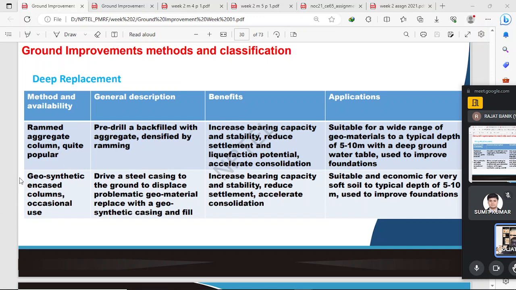Here we apply two types of techniques. One is the rammed aggregate column, another is the geosynthetic encased column. In the rammed aggregate column, it is pre-drilled or backfilled with aggregate and densified by ramming. And in the geosynthetic encased column, we drive the steel casing, apply the geosynthetic casing and fill it. In both cases, the benefits are that we increase the bearing capacity and reduce settlement and liquefaction. It is applied to improve the ground up to 5 to 10 meters.